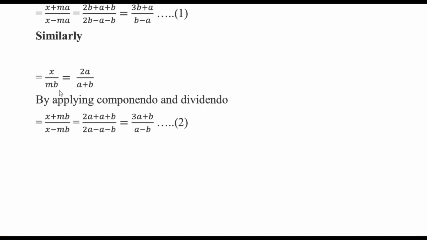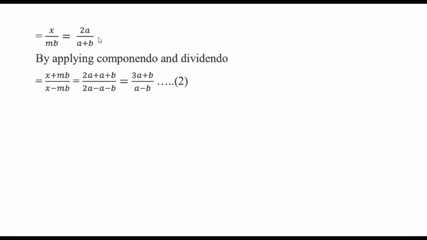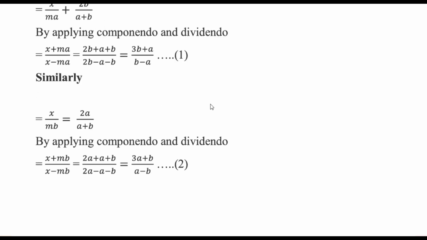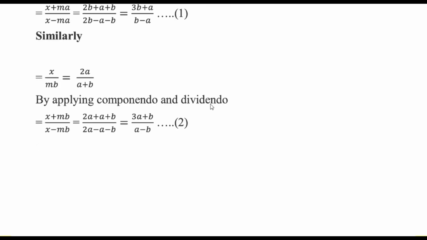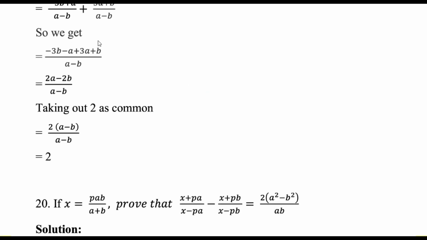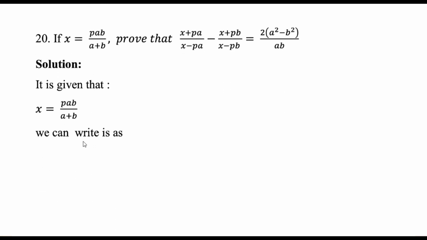After that again write x divided by mb is equal to 2a by a plus b. Again apply componendo and dividendo and make it equation number 2. These types of sums we have done earlier also. After that, adding both the equations. After that a little bit of calculation. After that taking 2 as a common factor, a minus b will be struck out. So the value will be 2. Okay. Let's come to the next problem.